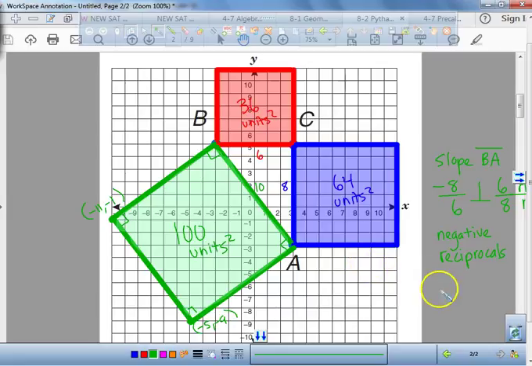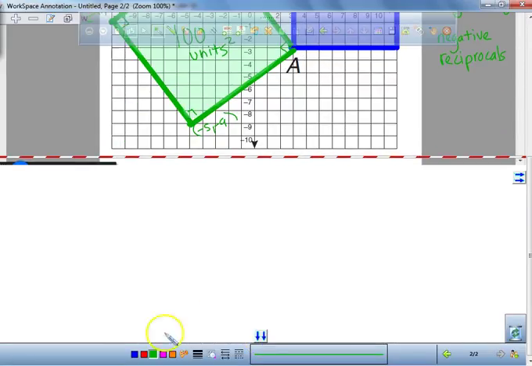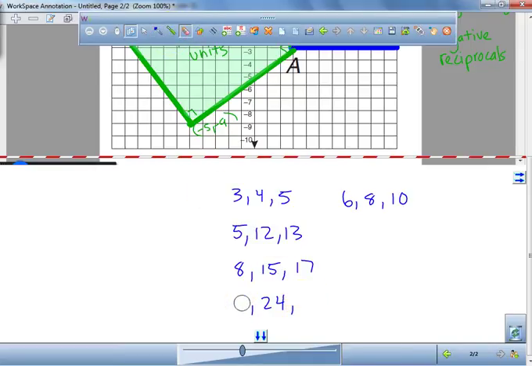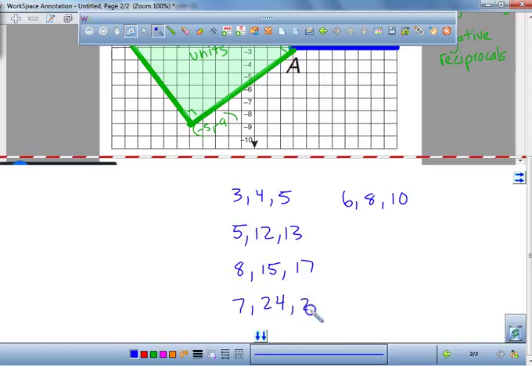Now, in your journal right now, what I would like you guys to do is list some common Pythagorean triples. By the way, the triples that we did today were a 3, 4, 5, and then I doubled it to make it a 6, an 8, and a 10. The next 3 most common Pythagorean triples are a 5, 12, 13. The next one is an 8, a 15, and a 17. And the last but not least one is a 7, 24, 25.